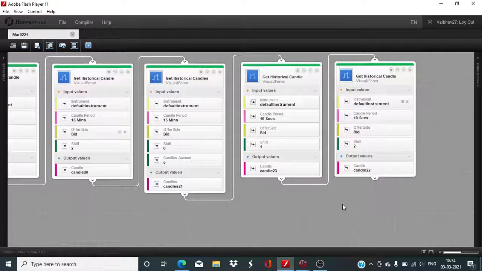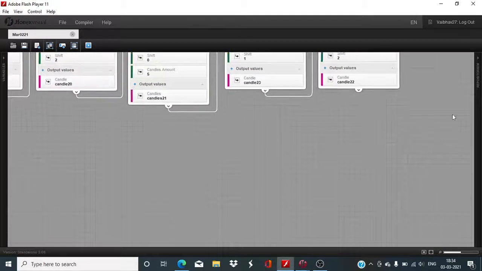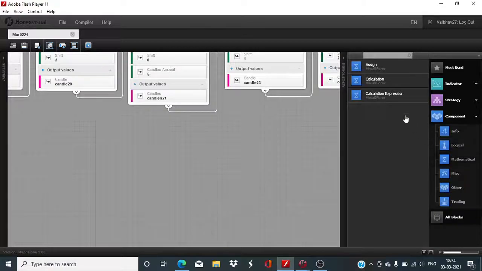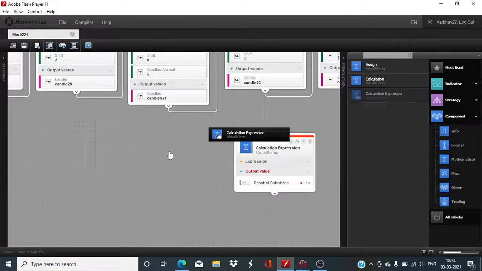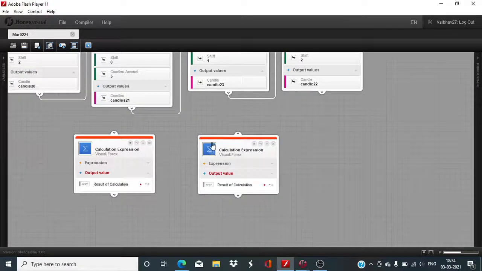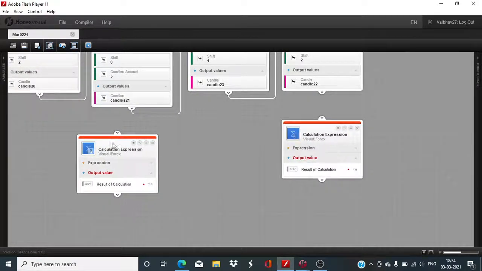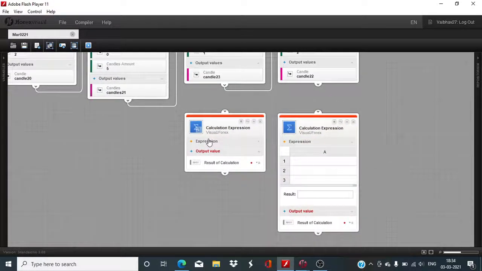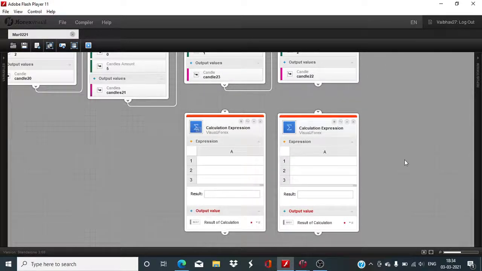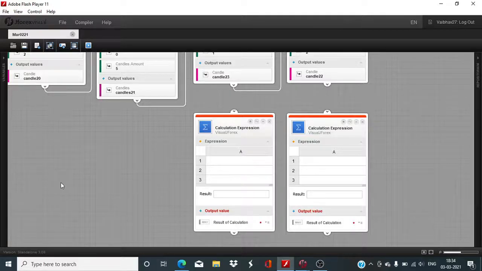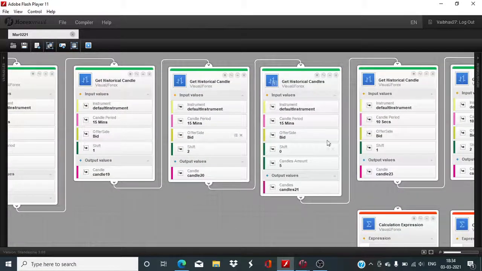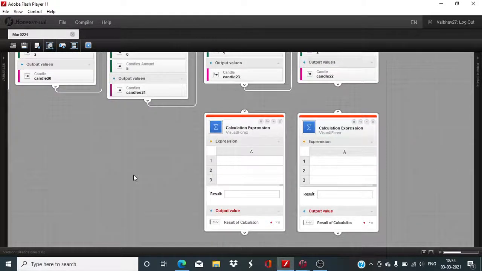Now let us continue. In today's session, we will have to do a couple of calculations to define certain values. For that, I am going to use the calculation expression block. Here, we will need at least 10 pips of price difference between the high point and the low point in between these 5 candle cluster of 15 minutes each.